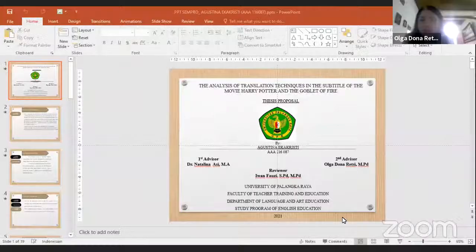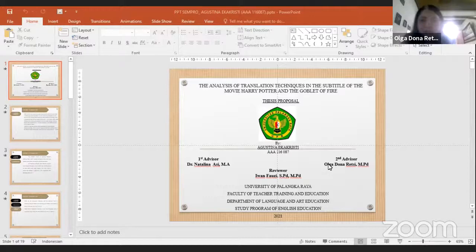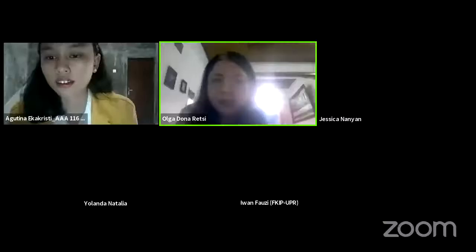Agustina, before we start, do you need time to pray? Yes, ma'am. Okay, you can pray first. Yes. Okay. On behalf of the team, the thesis proposal today is officially opened. So now we go on to the first session, presentation. Okay, Agustina, you have not more than 10 minutes to present your proposal. Okay, time is yours, Agustina.